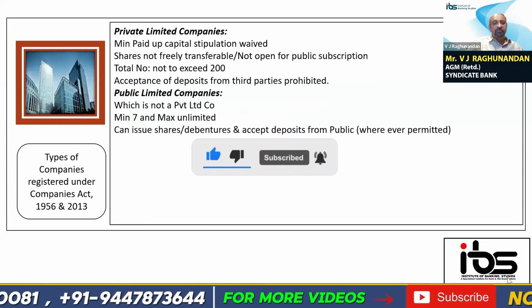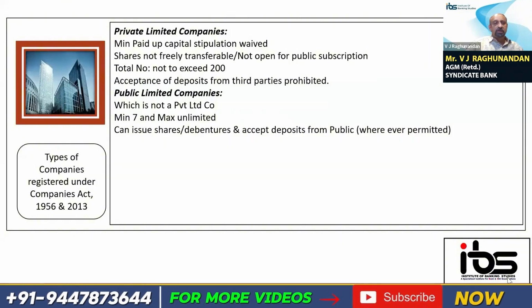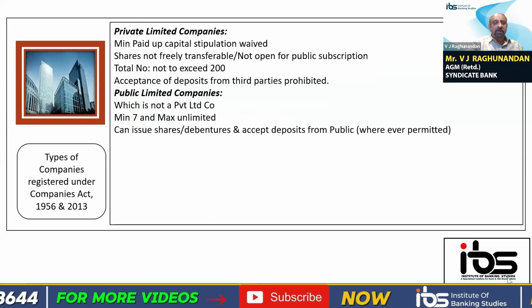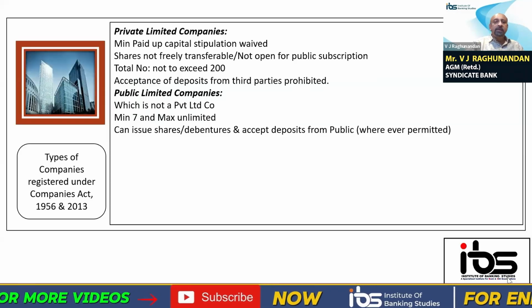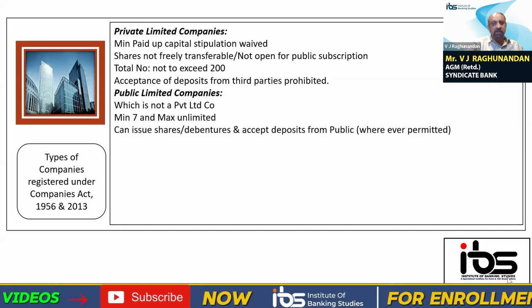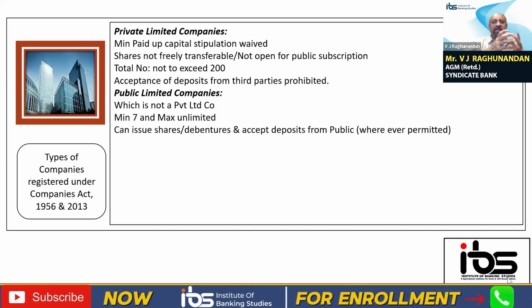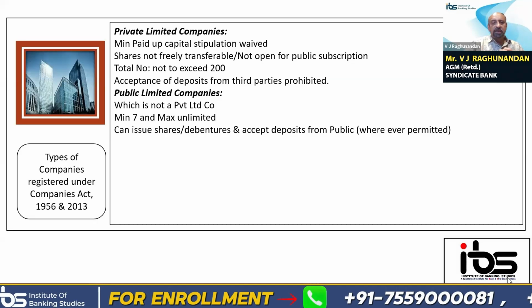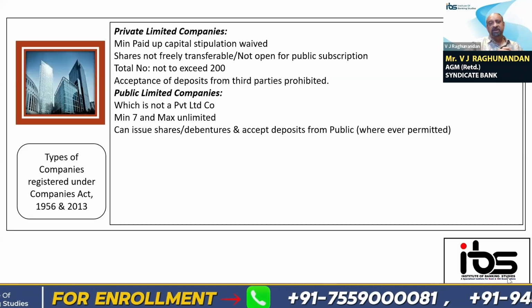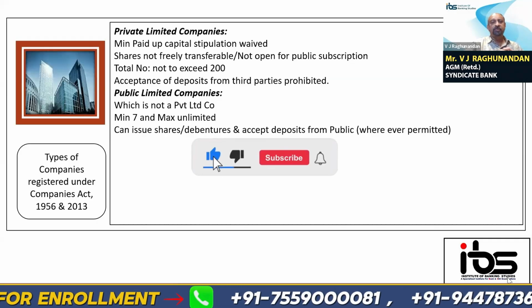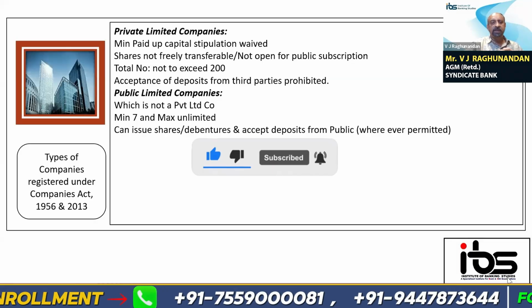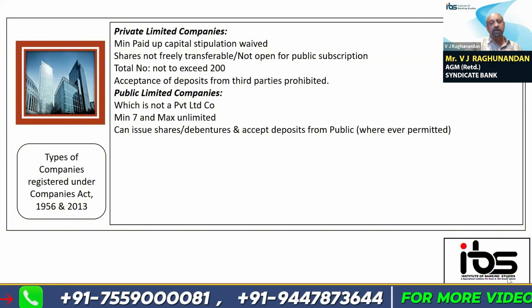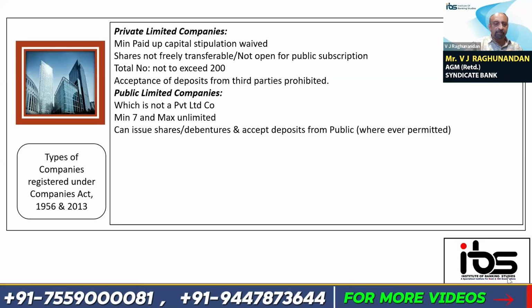Okay. And what are the different types of companies that we have? Private limited company and public limited company. A private limited company is where the minimum paid up capital stipulation is waived. That means if I have to start a private limited company, I need not have a minimum paid up capital. That stipulation is waived. Shares are not freely transferable, and not open to public subscription. Total number of members not to exceed 200. Acceptance of deposits from third parties is prohibited in case of a private limited company, right?